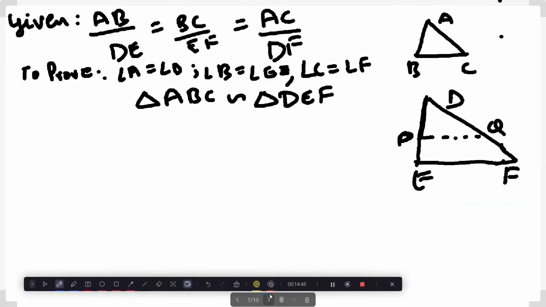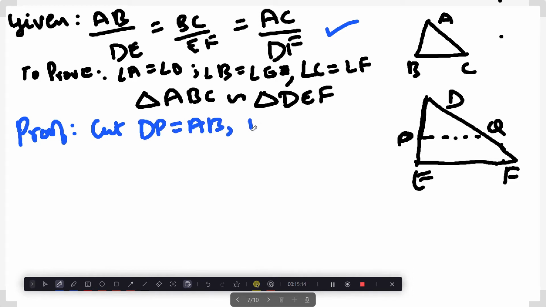Okay, so let's try to prove this. So these are two triangles. We know that the sides are proportional. This is given. We have to prove that the angles are equal and that the triangles are similar. So again, what we have done is we have drawn, cut DP equal to AB, DQ equal to AC.